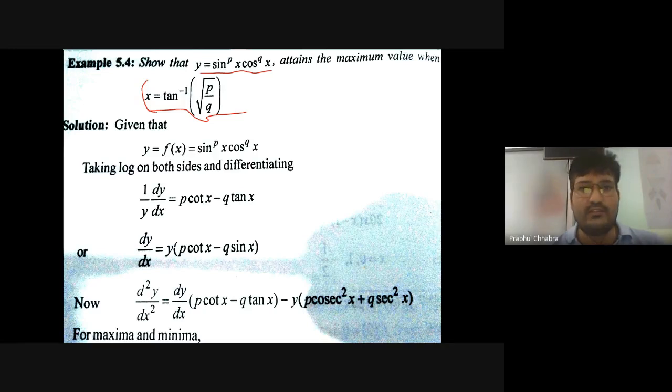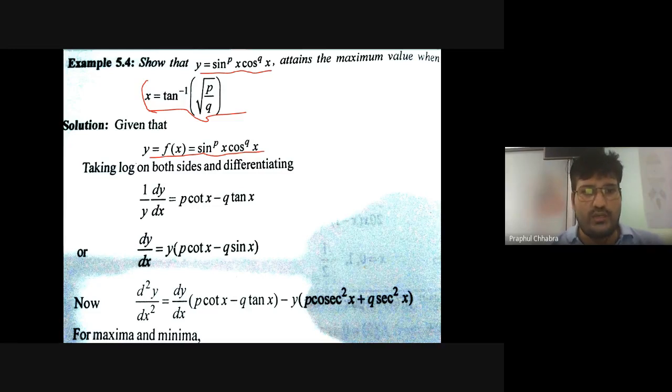So we start with the steps. Number 1, we can also write y as f(x). So let y is equal to f(x) is equal to sin raised to the power px cos raised to the power qx. Now we have to differentiate it. We can differentiate it directly, and we can also do it by taking log.